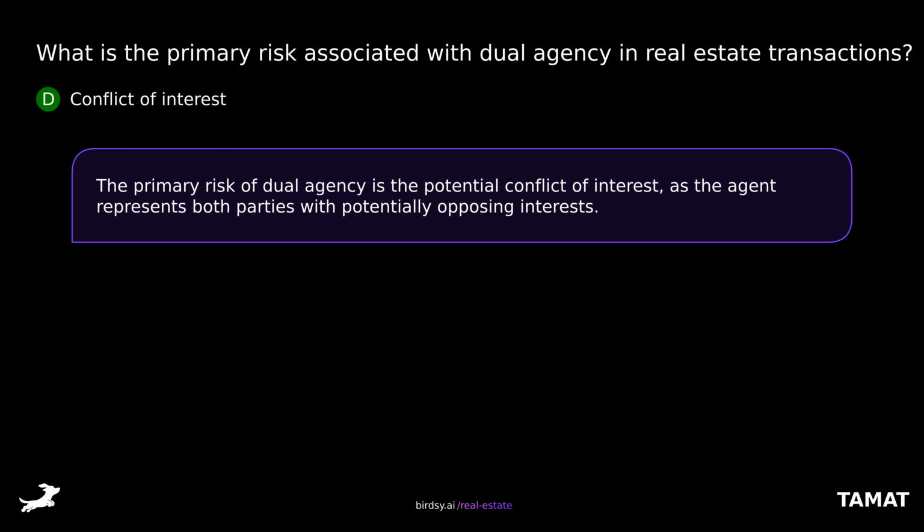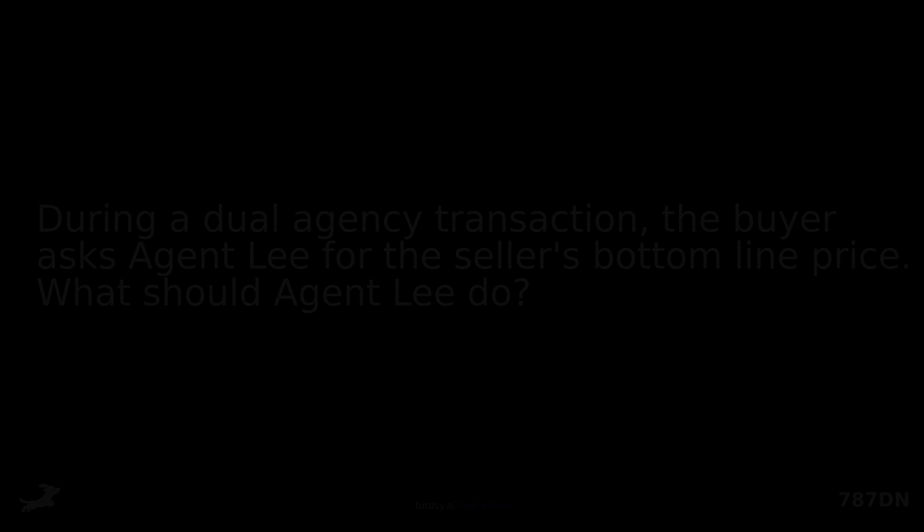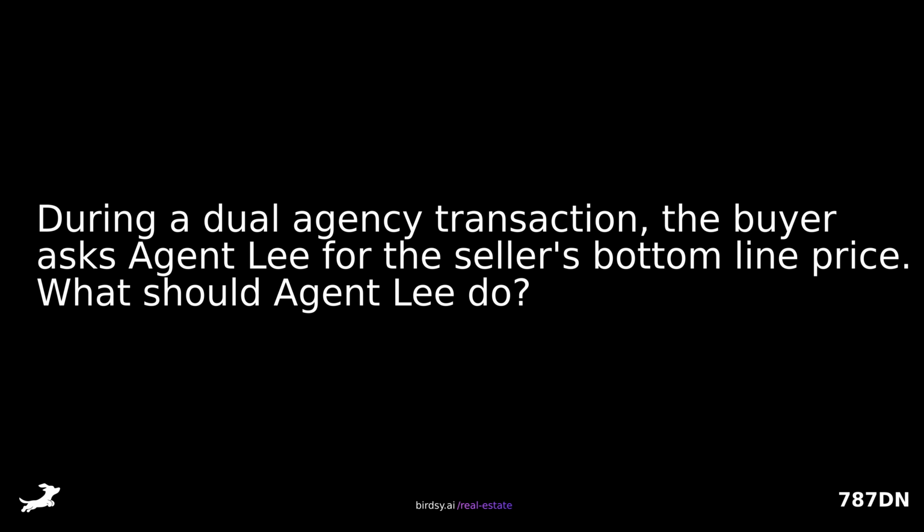The primary risk of dual agency is the potential conflict of interest, as the agent represents both parties with potentially opposing interests. During a dual agency transaction, the buyer asks Agent Lee for the seller's bottom line price. What should Agent Lee do?